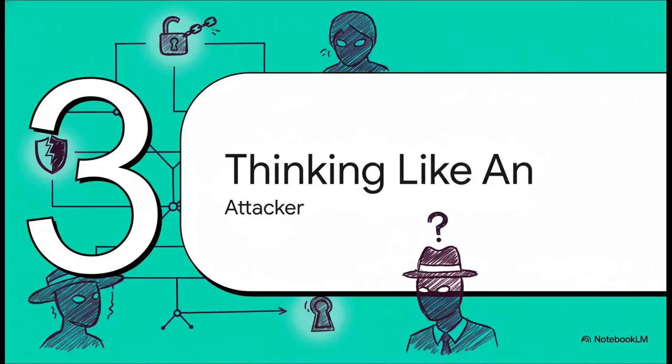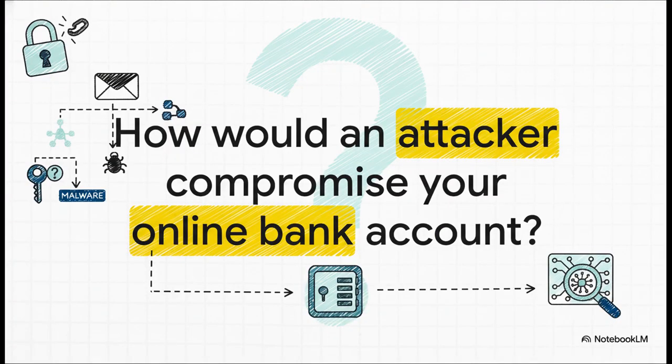All right, so you've mapped out all your weak points. Now what? Well, now it's time to put on a totally different hat. You have to stop thinking like a defender and start thinking like an attacker. How would somebody actually use one of these weak spots against you? Let's make this really personal for a second. Think about your own online bank account. How many different ways could a criminal try to get into it?